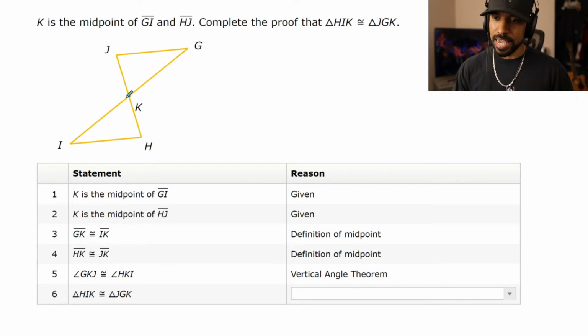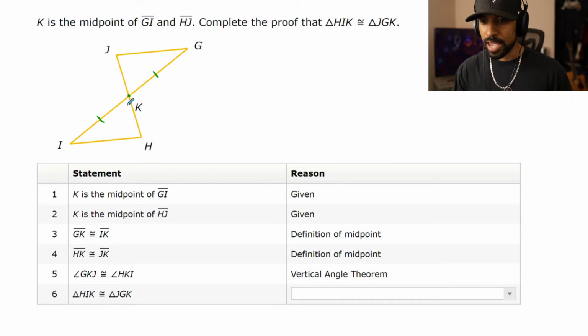GK is congruent to IK. How do we know that this is congruent to that right here? Because K is the midpoint. Definition of midpoint makes these two guys congruent here. Same with these two, HK and JK. These two are congruent right here, definition of midpoint. Separate bits of congruence, but they are.